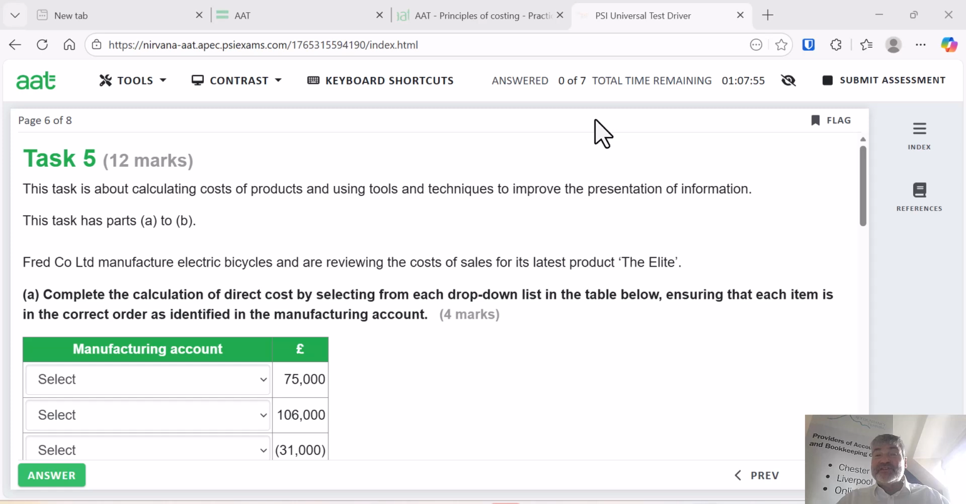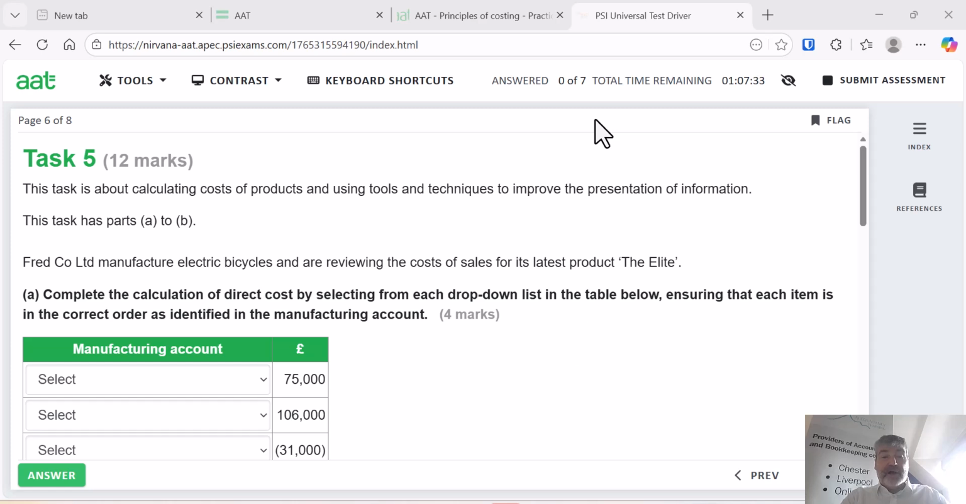In this recording, I'm going to be walking you through task 5 of sample or practice assessment 2 of the AAT assessment for principles of costing. Task 5 is focused on the production of what we call a manufacturing account. There are two elements to the task, parts A and B, and it's worth in total 12 marks.